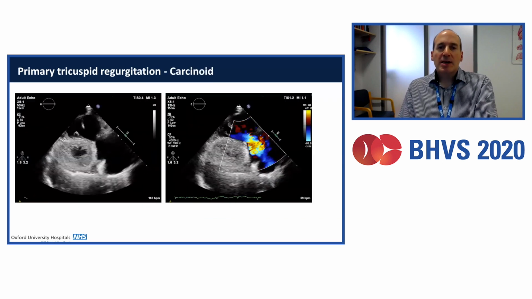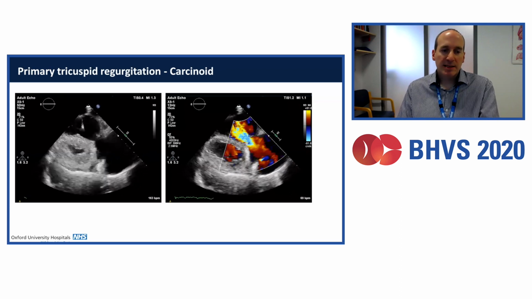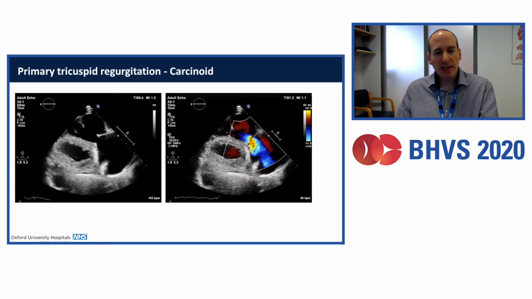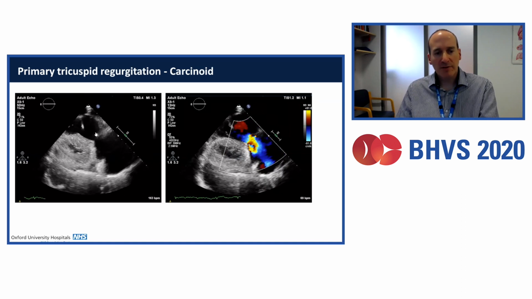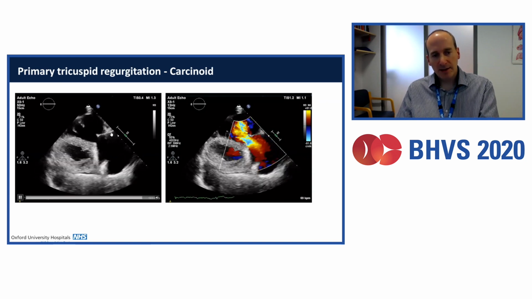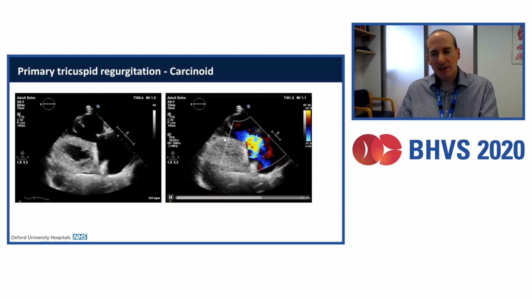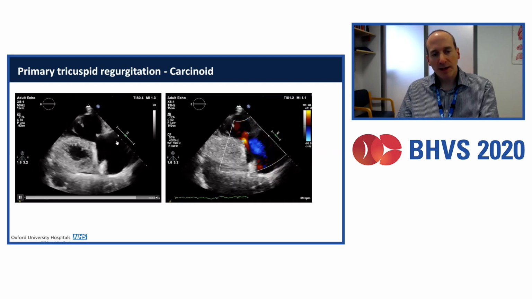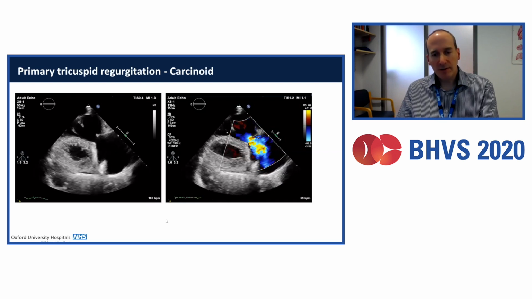Carcinoid is not that common, but it is, I hope, easy to define on echo because it gives this curious and almost unique appearance of completely rigid and fixed tricuspid valve leaflets. These leaflets are thickened, immobile, and neither open nor close, and the patient typically has very severe, if not free, tricuspid regurgitation, as shown in this right ventricular inflow view here.